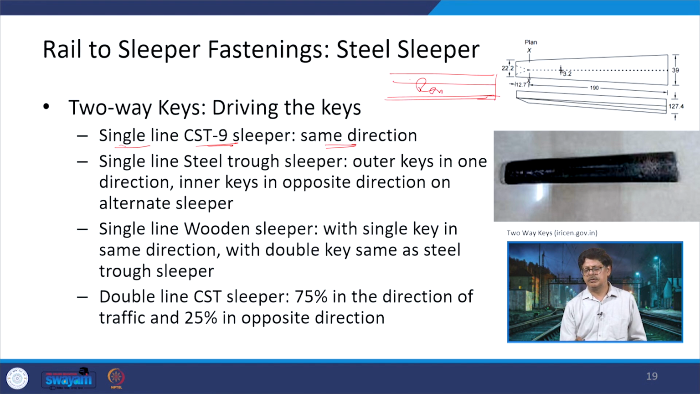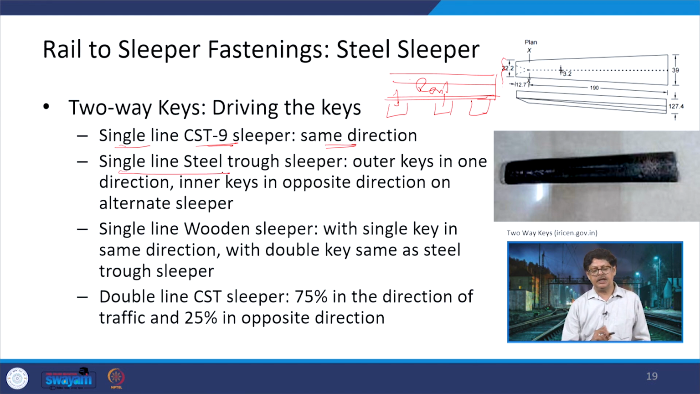So, this rail section is being placed at the top of n number of sleepers, and if we are using these two-way keys, they are going to be driven in the same direction. When we say same direction, it means if we are taking the smaller dimension first and going inside, then in each particular case it is going to be done the same way.